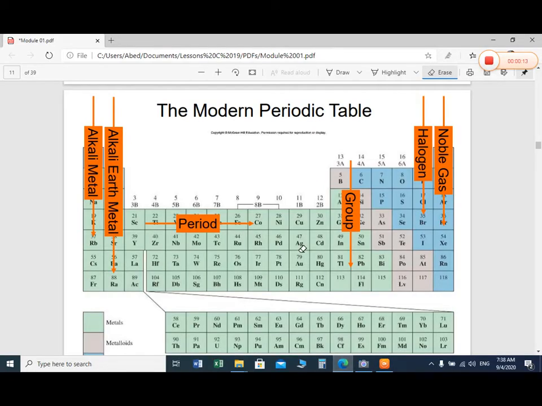Module number 1. This is the periodic table. The periodic table is the table which gives some information about the elements. This is also a simple periodic table which gives two main pieces of information. Number 1 is about the period and the group. Periods are the horizontal rows in the periodic table and groups are the vertical columns.